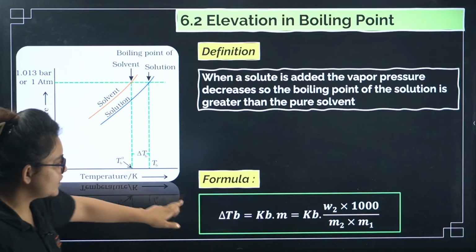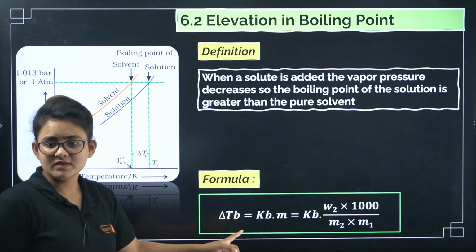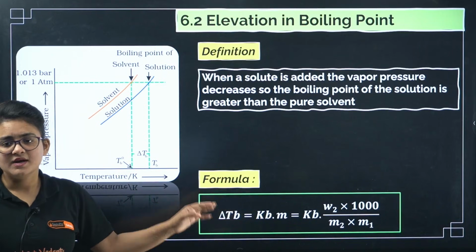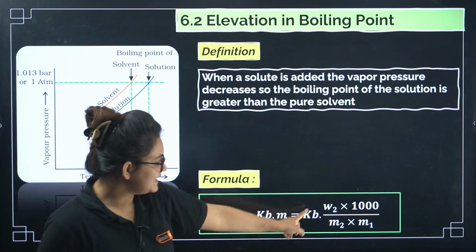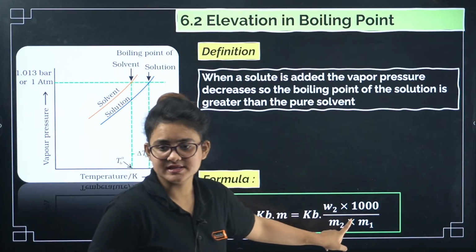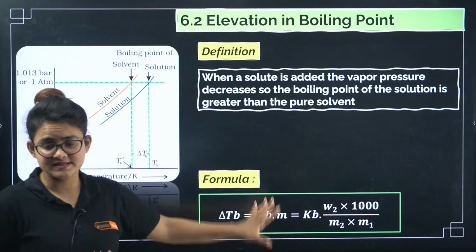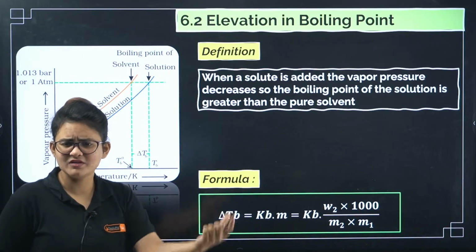So here comes the formula, delta TB equals KB into m. KB is the ebullioscopic constant, and this is the value. This molality is just explained here, nothing else. Okay, this is the formula. Utilizing that, you can just proceed with the numericals. Very important thing.